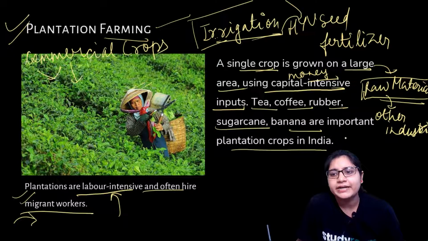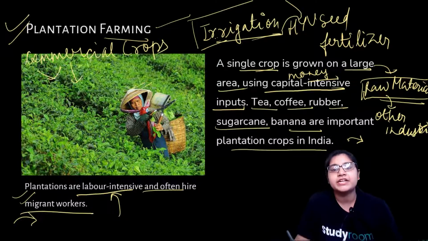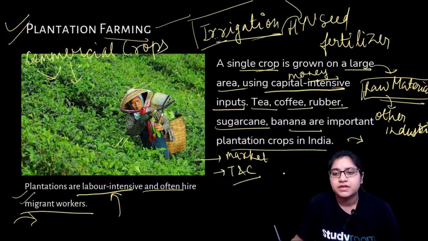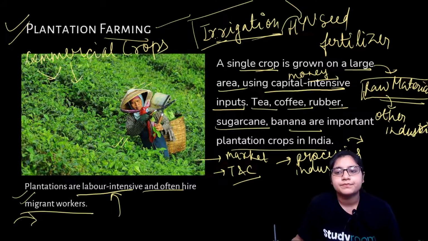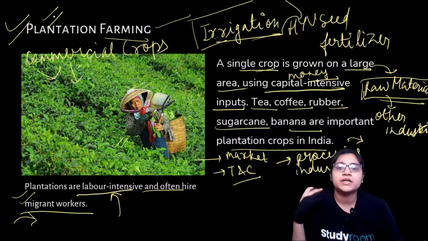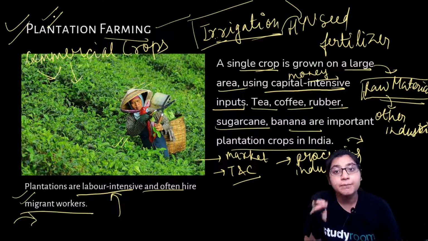So they should be located around where transport and communication are available. You can reach the market. Availability is a must here, so that the fresh leaves can reach the market easily. So market, transport and communication, right? Processing industries should be nearby. So we have now understood all about plantation farming, what the factors are, and what inputs are needed to grow those crops.